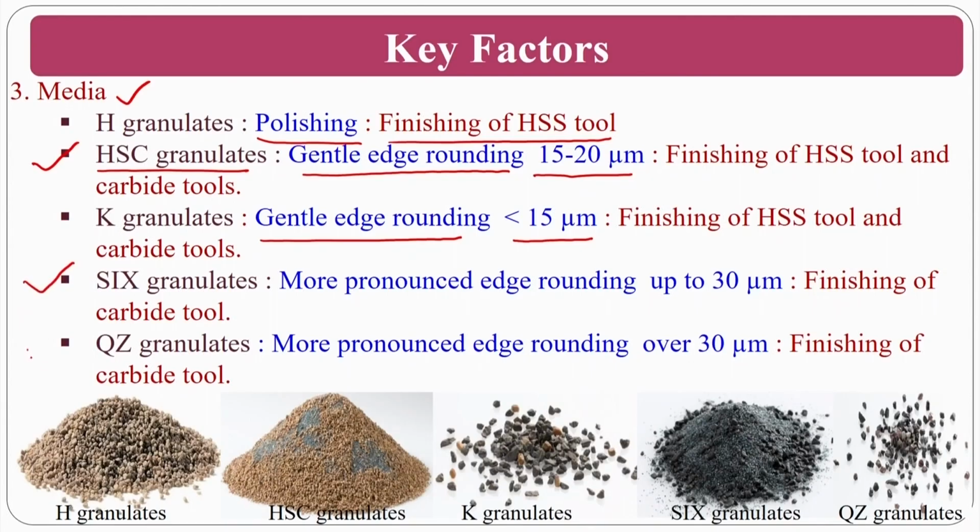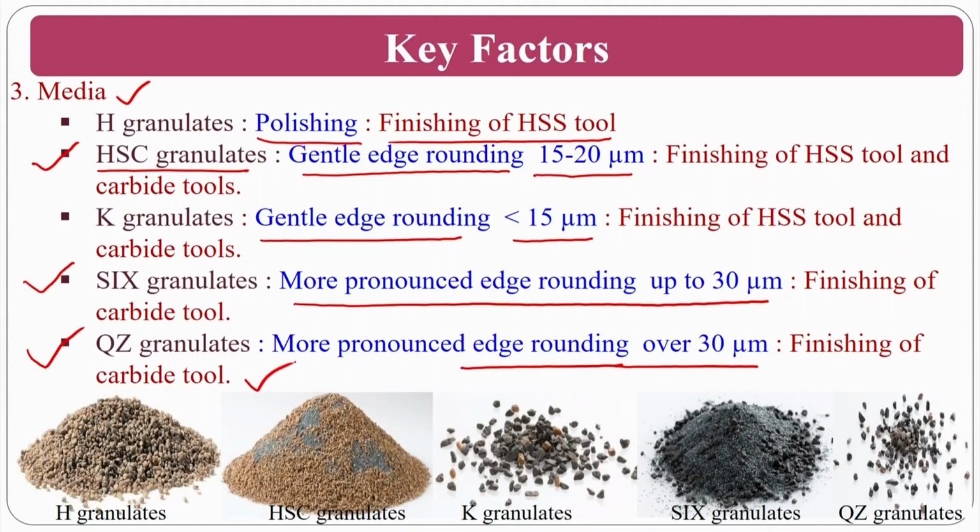6 granules and QG granules are the other types of granules, where if you want more pronounced edge rounding up to 30 microns, that is the radius of curvature that you want, for finishing of carbide tools and other things, you can go for 6 granules. QJ granules are more pronounced for edge rounding over 30 microns, and can be used for finishing of carbide tools. Okay, so H granules, HSC granules, K granules, 6 granules and QZ granules are the types of granules that you can use for drag finishing applications.